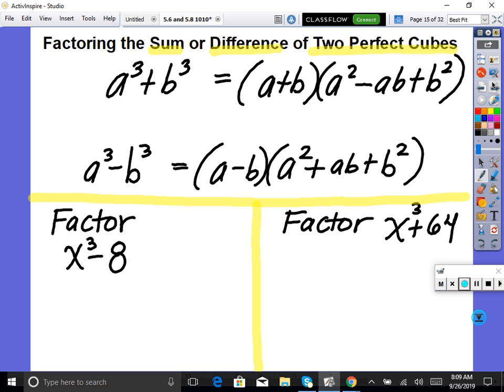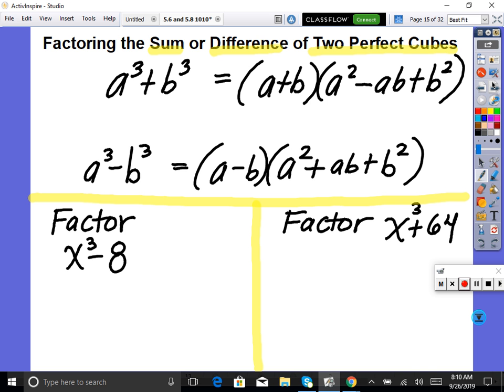Now here's what's tricky. You have to remember this. With 2 perfect squares, we can only factor it if it was subtraction. Addition did not factor. That is not the case with 2 perfect cubes. 2 perfect cubes always can be factored, whether it's plus or minus. Now a perfect cube means if we take the cube root, it'll come out perfectly.